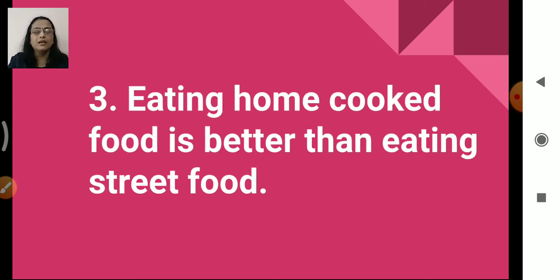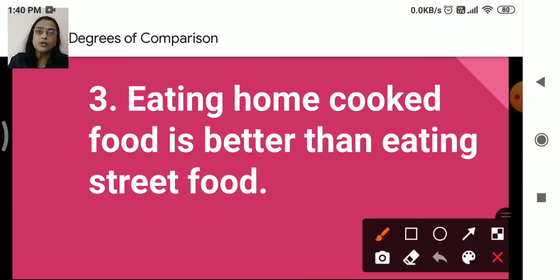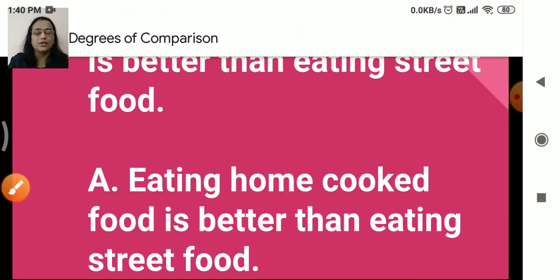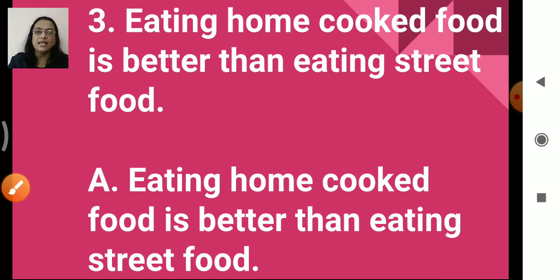Sentence. Eating home cooked food is better than eating street food. Now here also you can see the comparison is between two, home cooked food and street food. Right? So of course which degree will be used? Comparative. So what is used in the comparative degree here? Than. So again it is correct? Yes? Okay. So our answer will be the same. Eating home cooked food is better than eating street food.